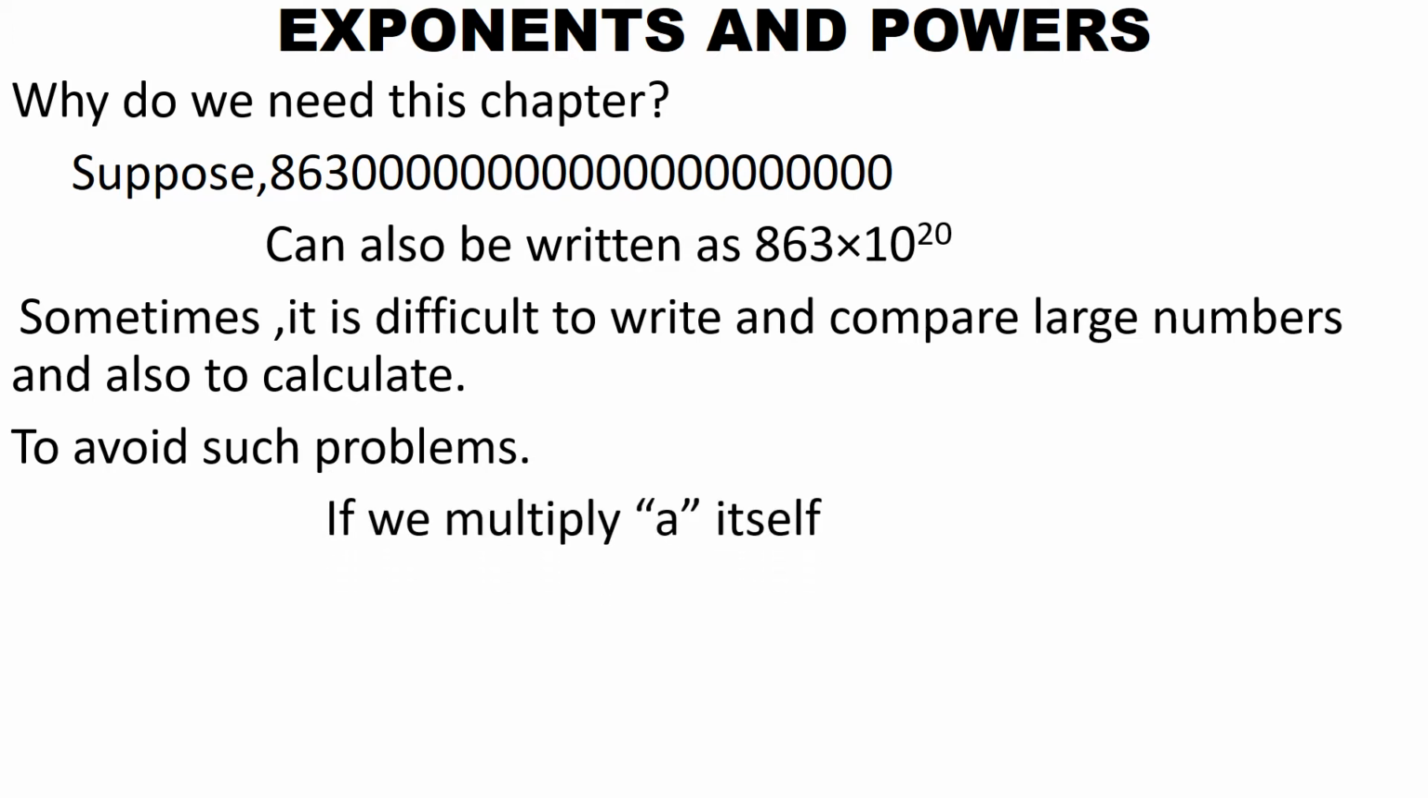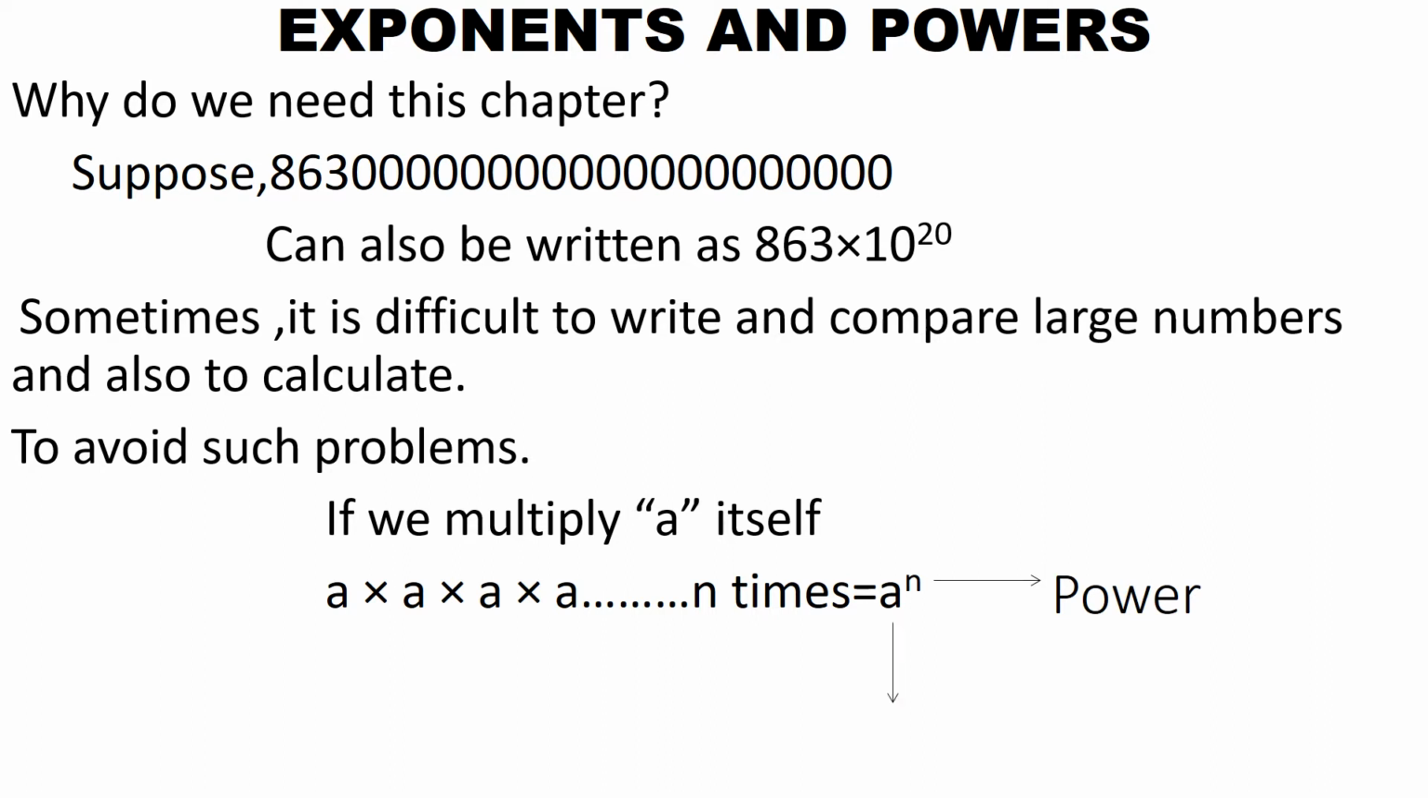If we multiply a by itself, a into a into a into a, till n times, we get... I multiplied many times, right? A into a up to n times, so it can be written as a power n. Here n is known as the power, a is known as the base.